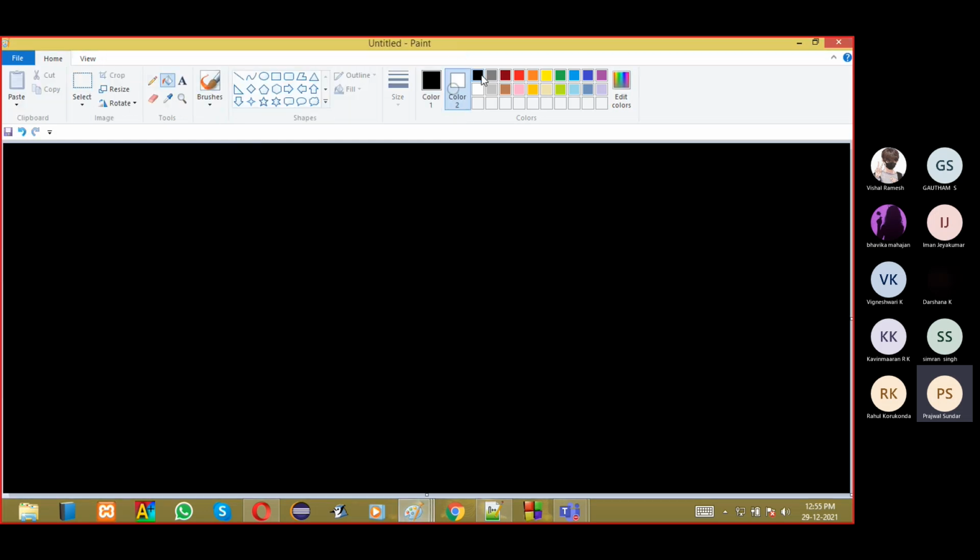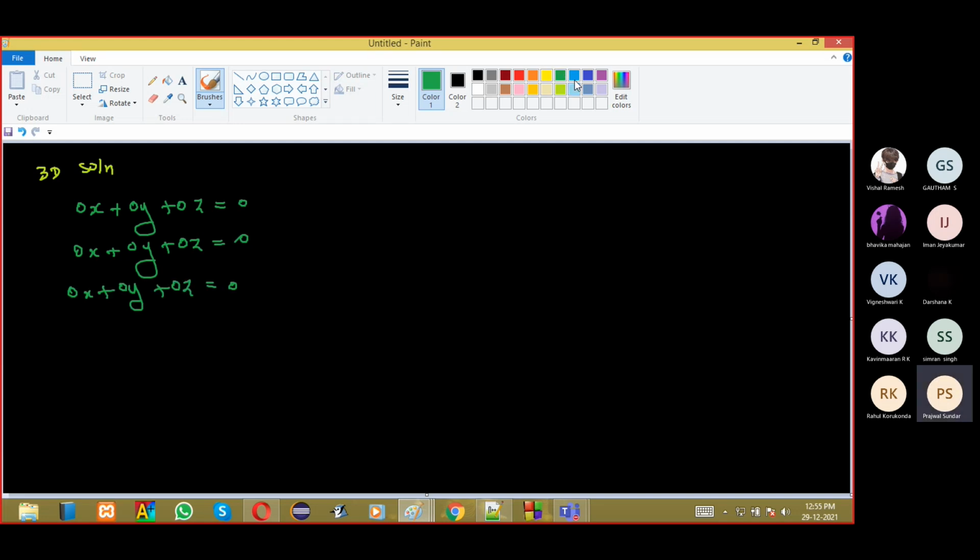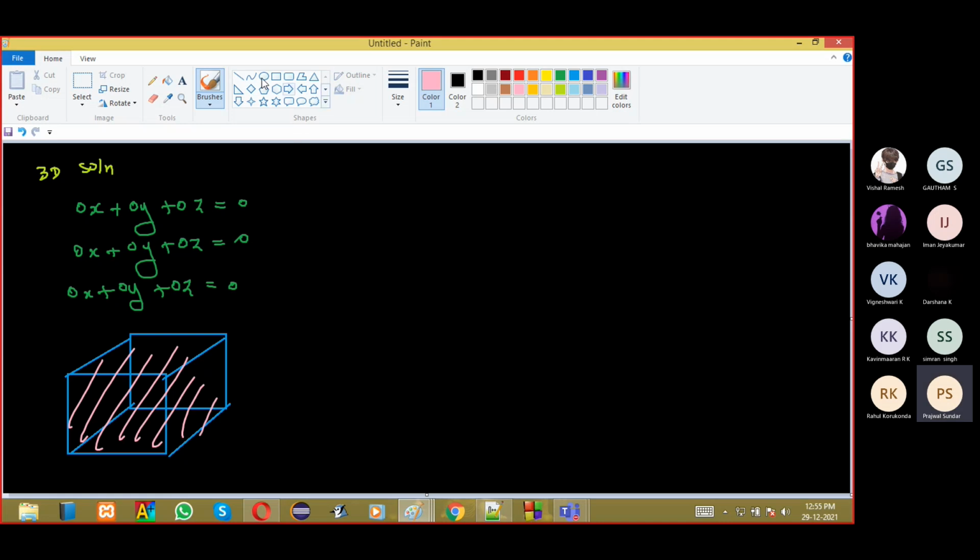And 3D solution means it will be like this. Suppose you are having an equation 0x plus 0y plus 0z is 0. Suppose you are having this system of equations. This means all points on the 3D space are solution. Any point you take in 3D, it will be lying on this. Try and see, you will understand. All are solution. This is the only case you will have a 3D solution. You should have 0x plus 0y plus 0z is 0 in all three equations. That time only you will have a 3D solution.